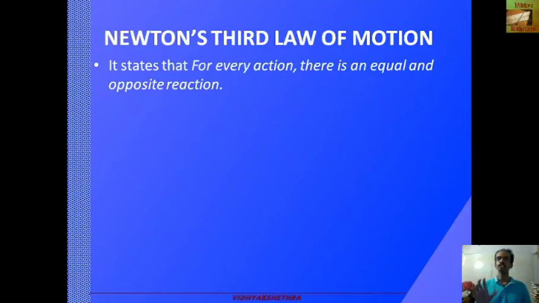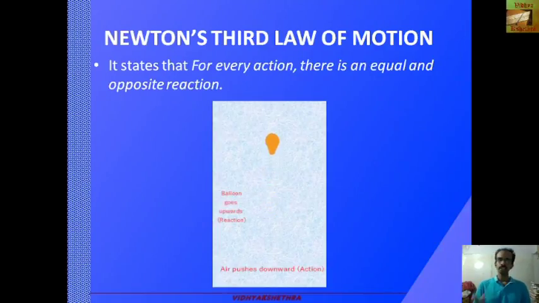According to Newton's third law of motion, FAB is equal to minus FBA, which means the force exerted between these two bodies will be equal and opposite in direction. Now we can see some examples of this Newton's third law of motion. That is, we can see some action-reaction pairs.